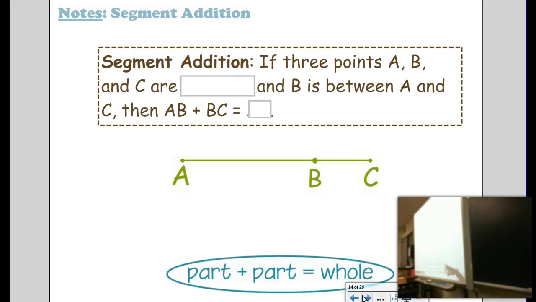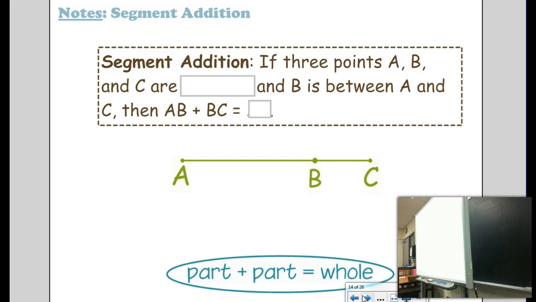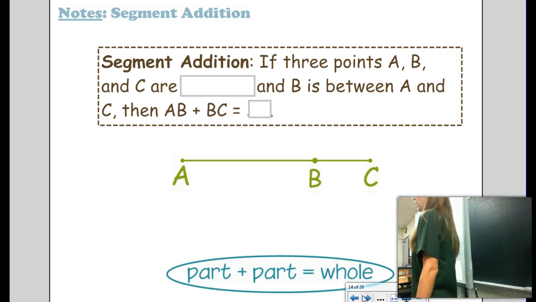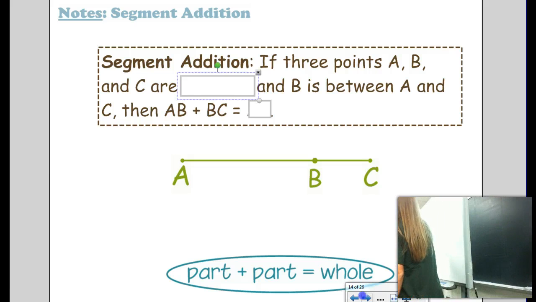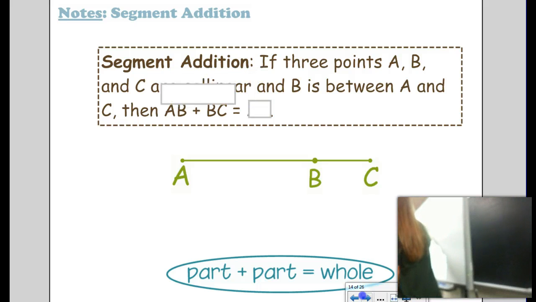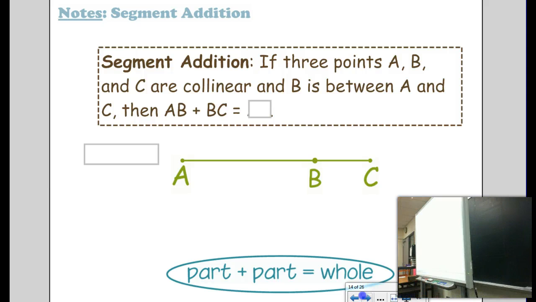If 3 points A, B, and C are, and I'm going to fill in the blank in a second. Write it down. If 3 points A, B, and C are, what's a word to describe what A, B, and C are right here? Starts with a C. Not coplanar. Collinear. If A, B, and C are collinear, there's a lot to write, guys. And B is between A and C.